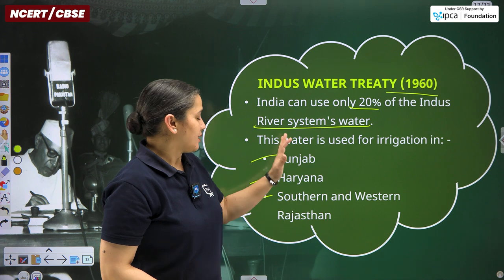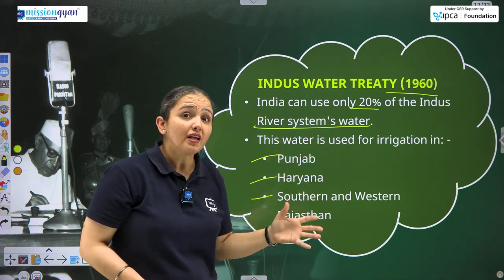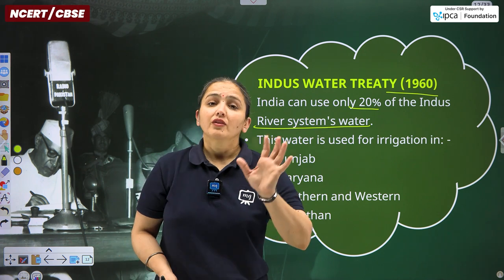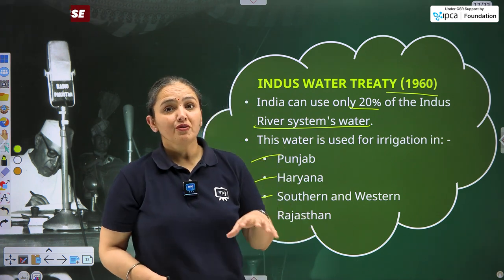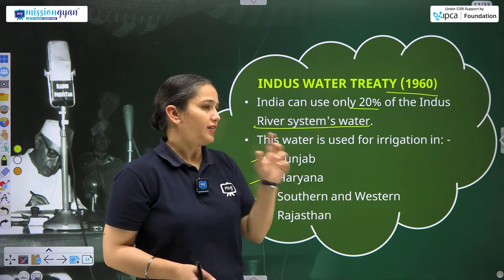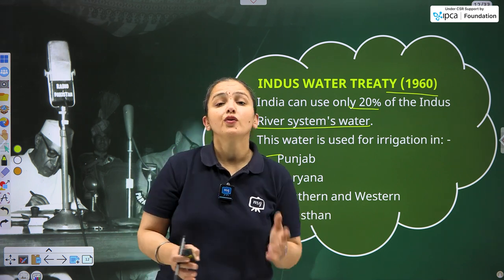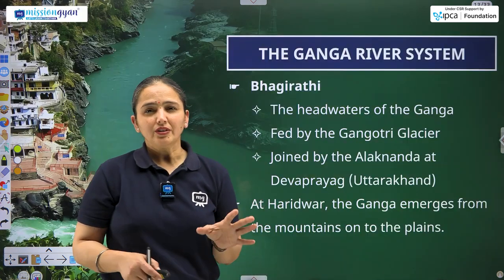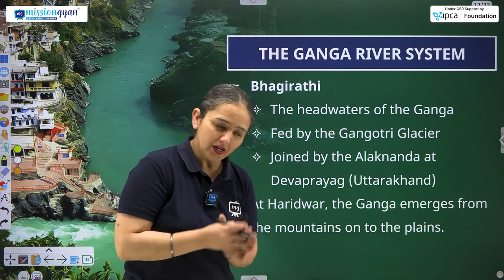So we can consider that the fertility of the plains of Punjab, Haryana, south and west of Rajasthan is particularly because of the presence of the 20% water, not for any one region entirely, but collectively 20% water availability from the Indus River. So that was about this entire treaty part.